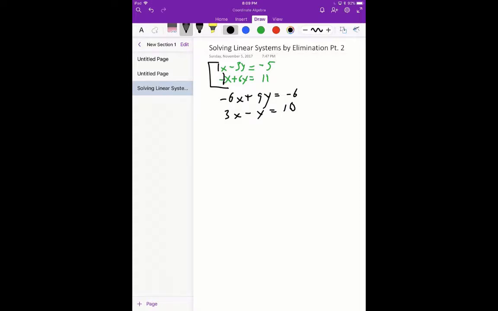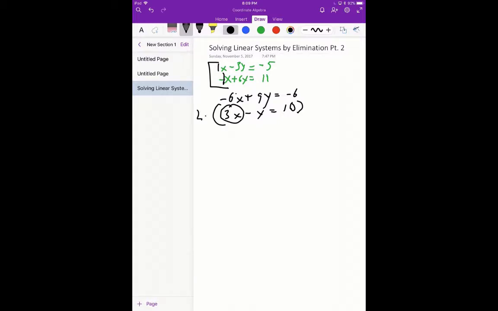Imagine that if this 3x here was actually a 6x, then when we added this 6x to that negative 6x above it, we would get a 0. So if I can just convert this to a 6x, well, in order to do that, we're going to have to multiply the 3x times 2. And since we cannot just multiply 3x by 2, we have to multiply everything in this equation by 2. So I'm going to put parentheses and say we have to multiply everything by 2.